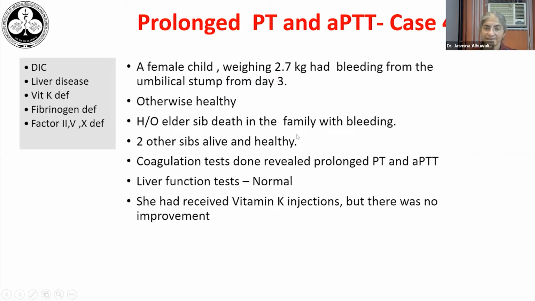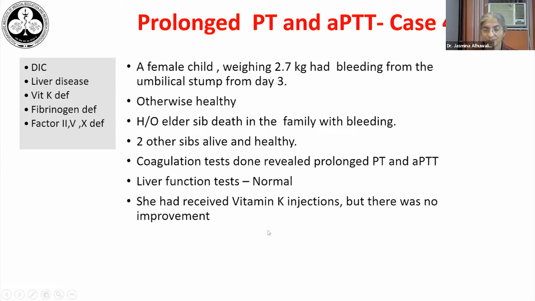There was history of an elder sibling death in the family with bleeding, but she had 2 other siblings who were alive and healthy. Prior to coming to our center, coagulation tests done revealed a prolonged PT and APTT. Her liver function tests were normal, and she had received vitamin K injections at the center where she was being investigated, but there was no improvement.